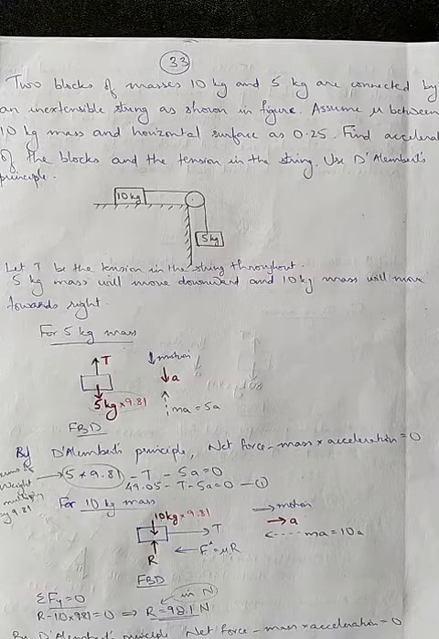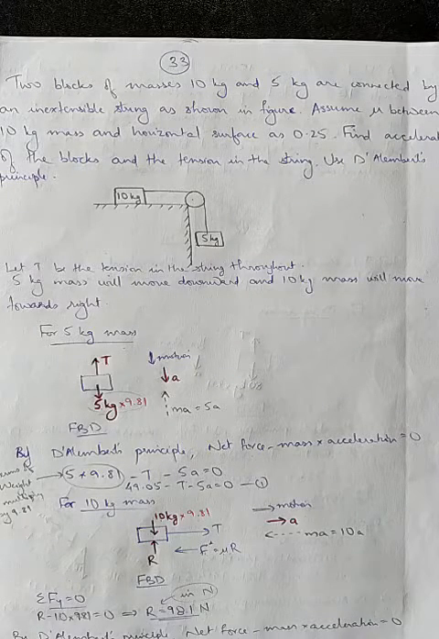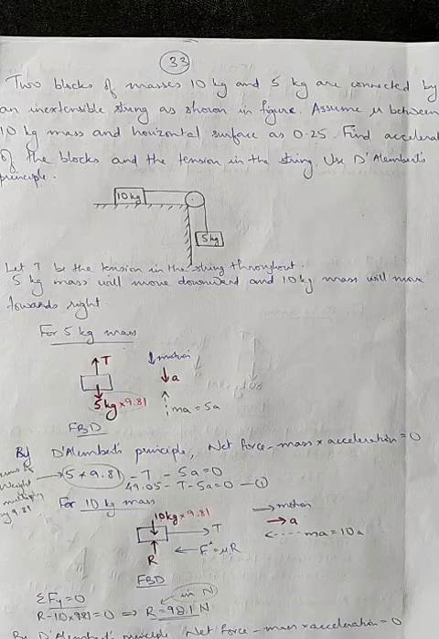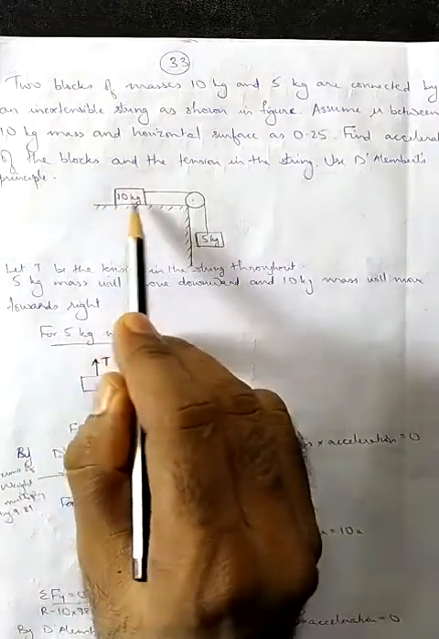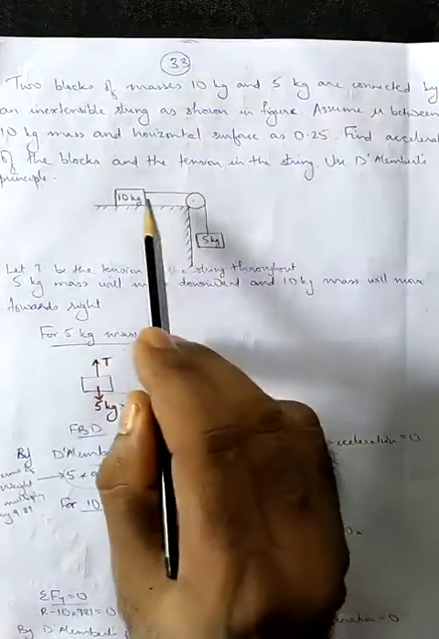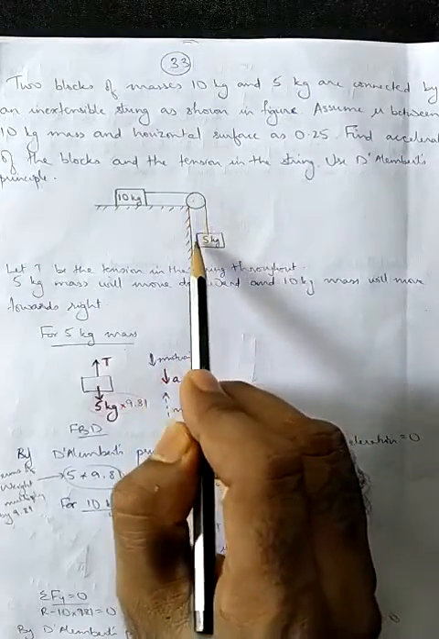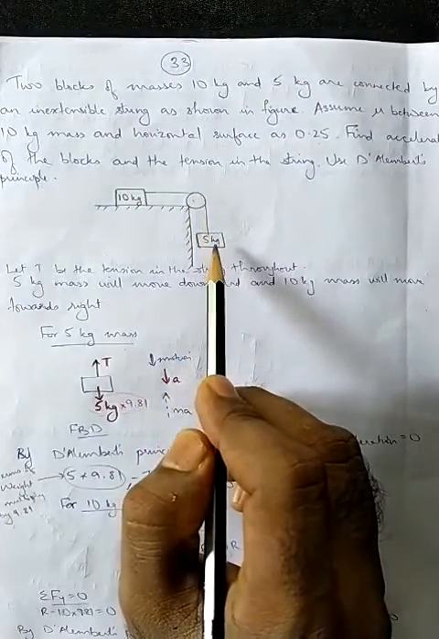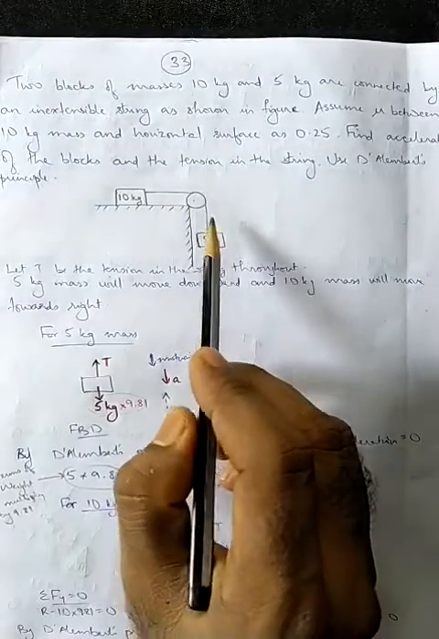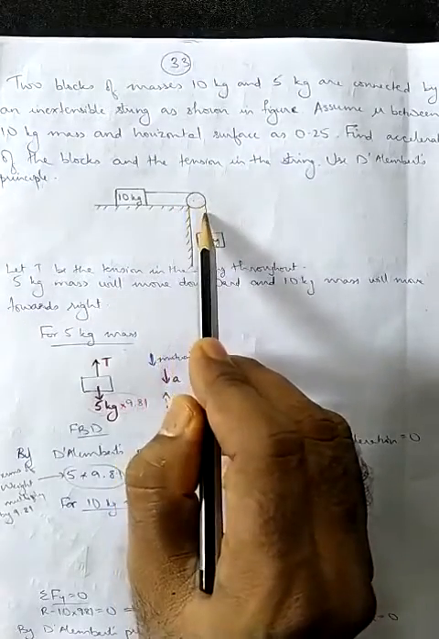Next problem. Two blocks of masses 10 kg and 5 kg are connected by an inextensible string as shown in figure. Assume mu between the 10 kg mass and the horizontal surface as 0.25. Find the acceleration of the blocks and the tension in the string. Use D'Alembert's principle. So the figure is given in the question itself. 10 kg is resting on a horizontal surface. It is connected by a string passing over a pulley, and there is a 5 kg mass which is hanging free in air.